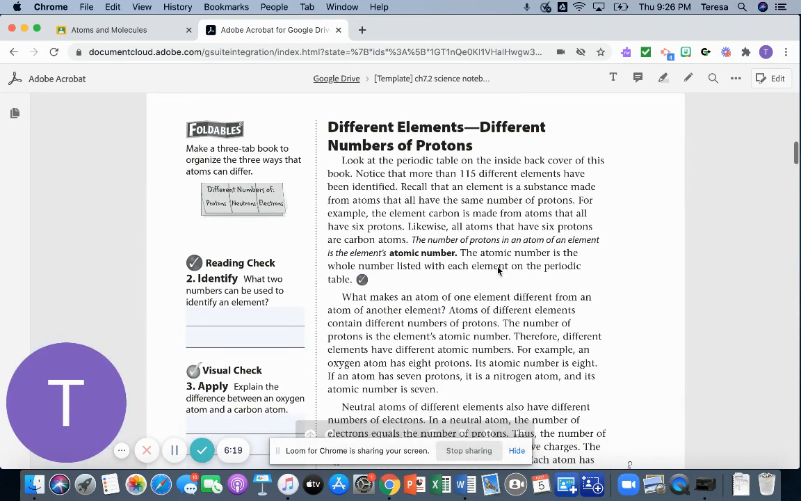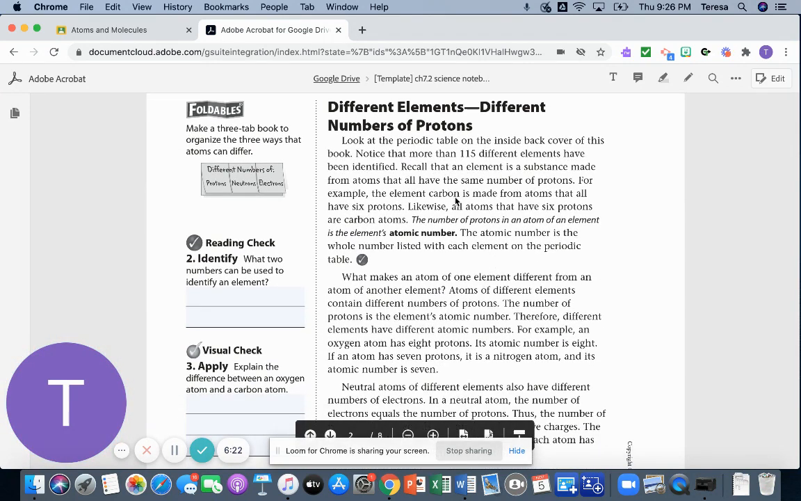Then we're moving on to different elements, different numbers of protons. It says, look at the periodic table on the inside back cover of this book. You don't have the book, but you saw the periodic table in our lab this week. Notice there are more than 115 different elements that have been identified. Recall that an element is a substance made from atoms that all have the same number of protons. For example, the element carbon is made from atoms that all have 6 protons. Likewise, all atoms that have 6 protons are carbon atoms.